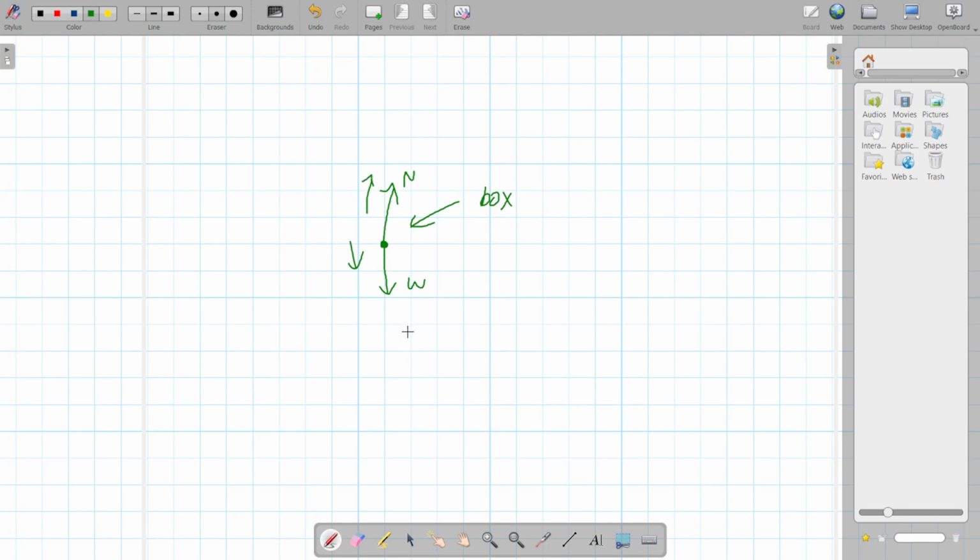Normal is the opposite of weight because every action has an opposite reaction. The reaction to the weight being pulled downwards is the normal force being pulled upwards. That's when it's resting.